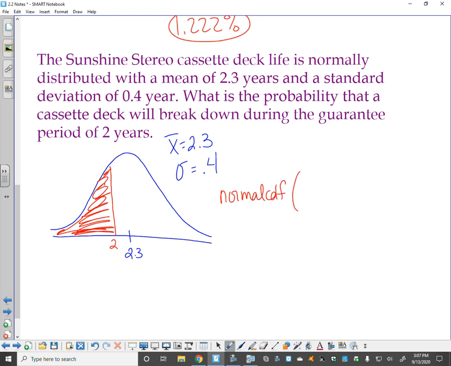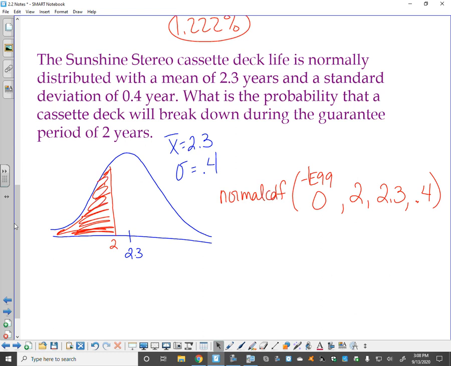Now, here's where you can either go to negative infinity, or you can use some common sense and know that the life of a cassette deck cannot be less than 0. Either one of these is totally fine. If you do negative infinity, they don't say, oh, well, they didn't have common sense and know that it wouldn't be a 0. Nobody's going to think that. Negative infinity, and I forgot my 1. Negative infinity is perfectly acceptable. I'm going to head to 2 years. I've got a mean of 2.3 and a standard deviation of 0.4.